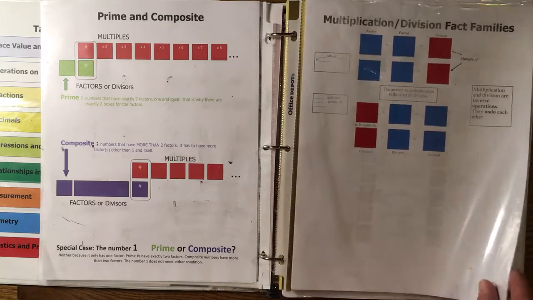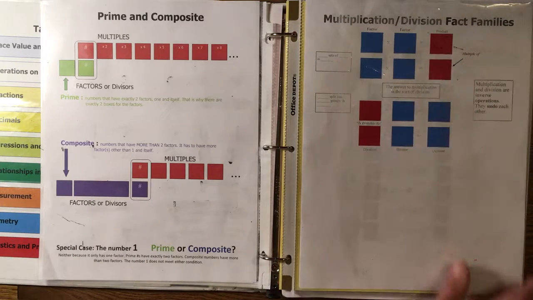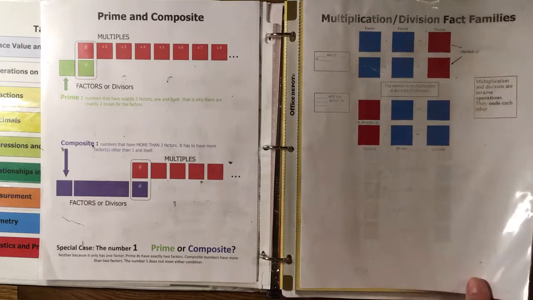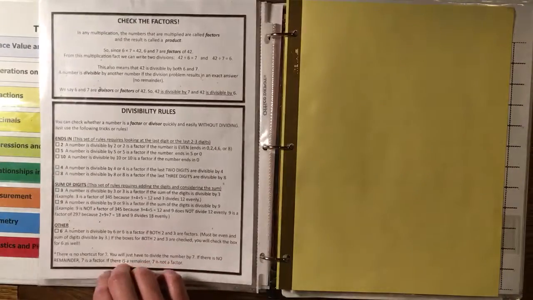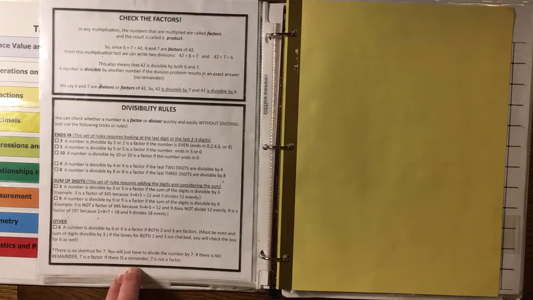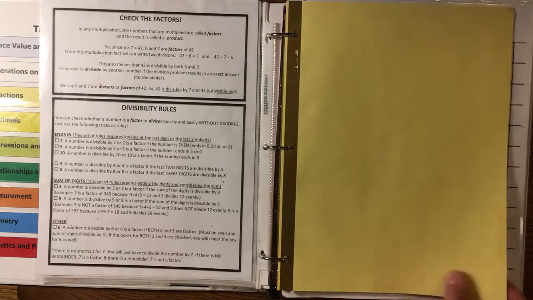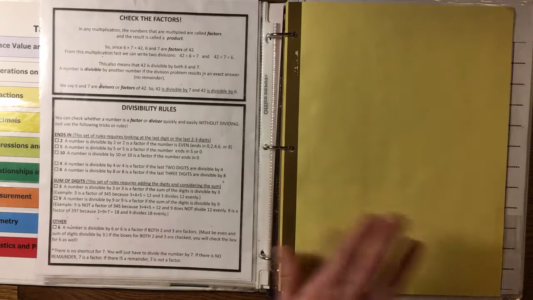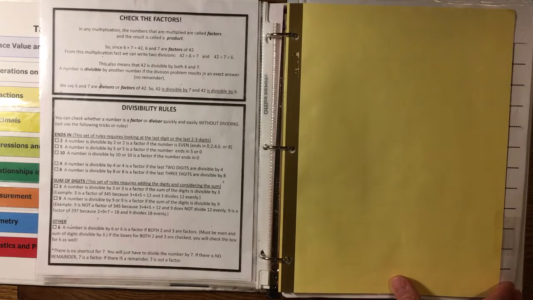We've got our multiplication, division, fact families. This is what we were using to make sense of the words factor, multiple of, divisible by, and divisor. And then on the back of that was your divisibility rules, which again, all students need to memorize. Then you'll find a yellow divider. From that point will be all the work that we have done previously, so this will be review work.